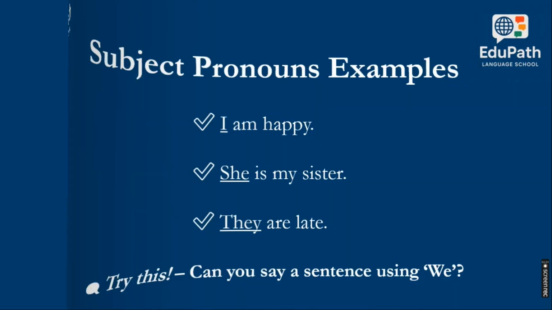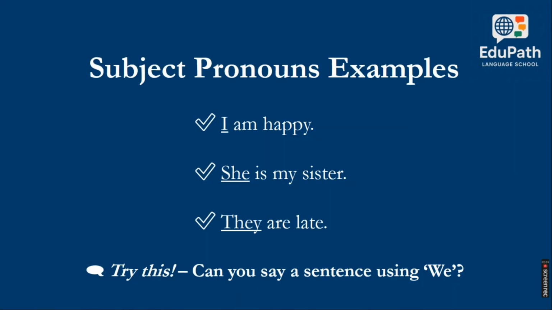So let's take a look at some examples. For example, I am happy. I is a pronoun. She is my sister. She is a pronoun. They are late. They is a pronoun. So let's try it. Can you say a sentence using we? For example, we are friends. So in this sentence, the word we is a pronoun.